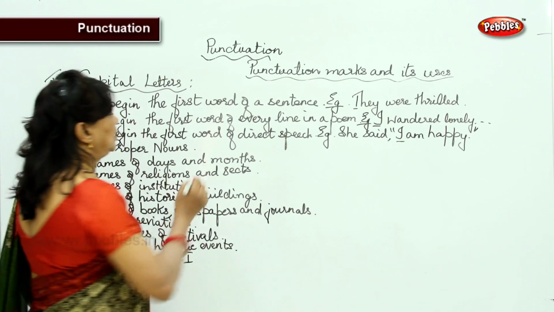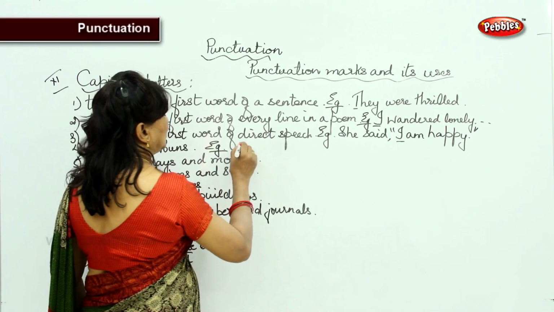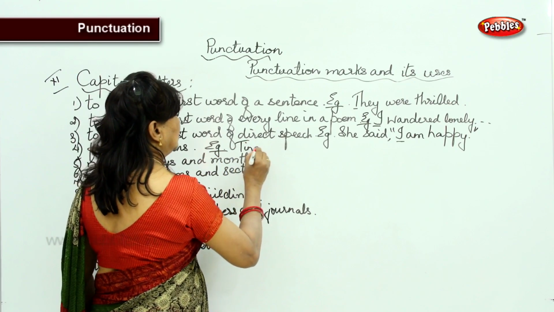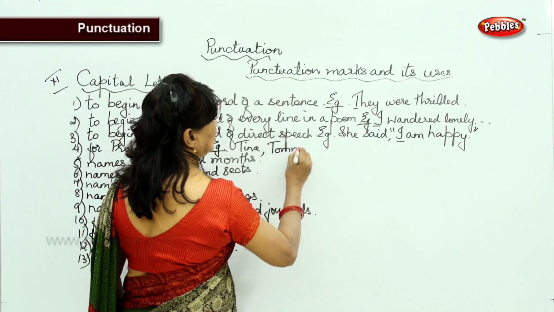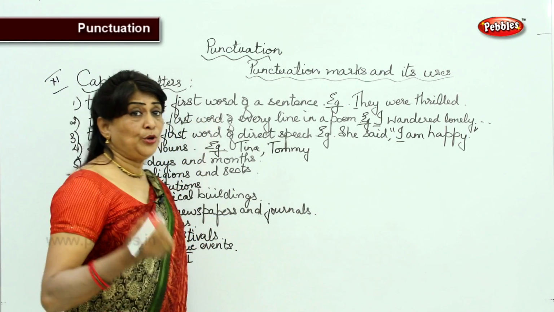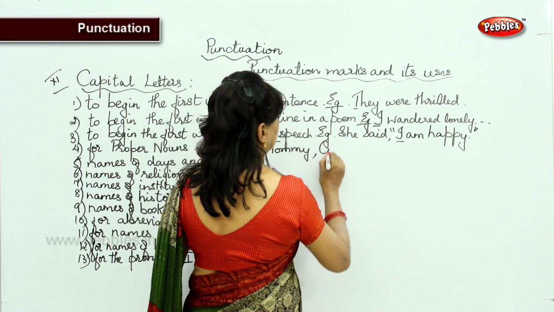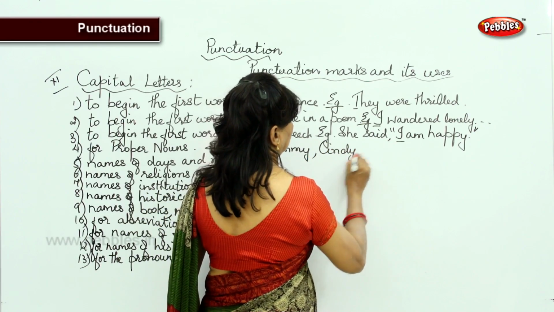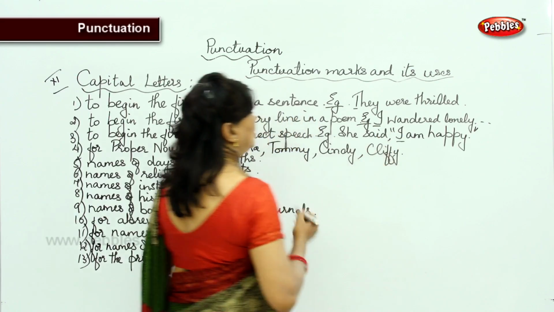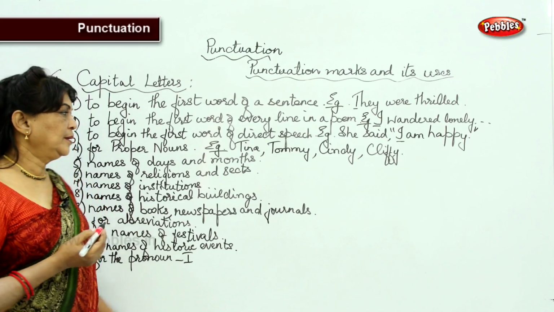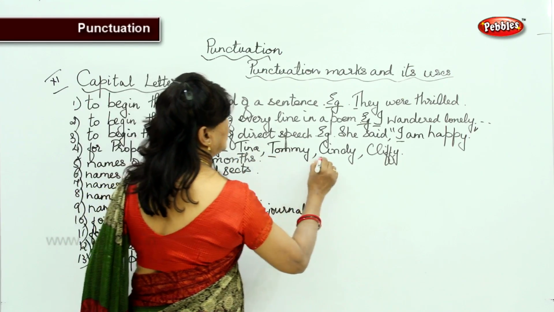For proper nouns, that is names of people, Tina, Tommy, it may be the name of a dog, name of a cat or anything, okay. Cindy, Cliffy, any proper noun that is names of people, you use the capital letter. T, T, C, C.